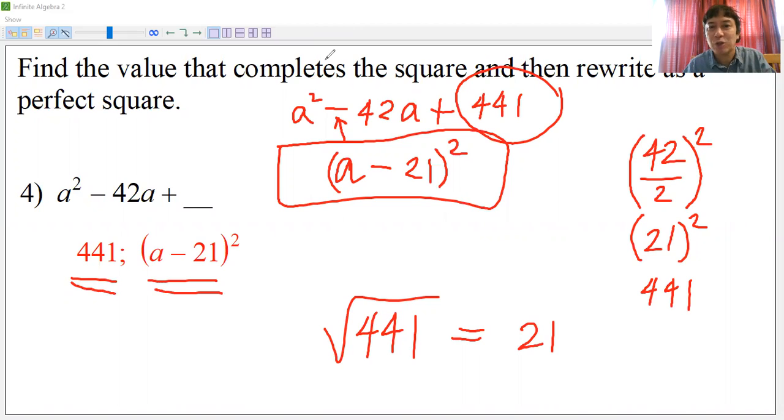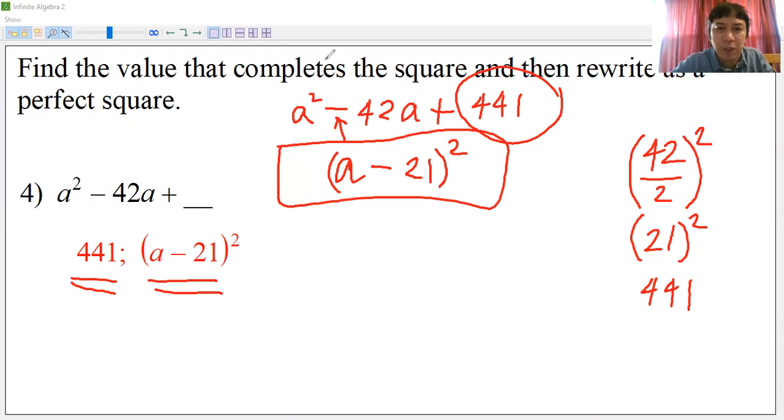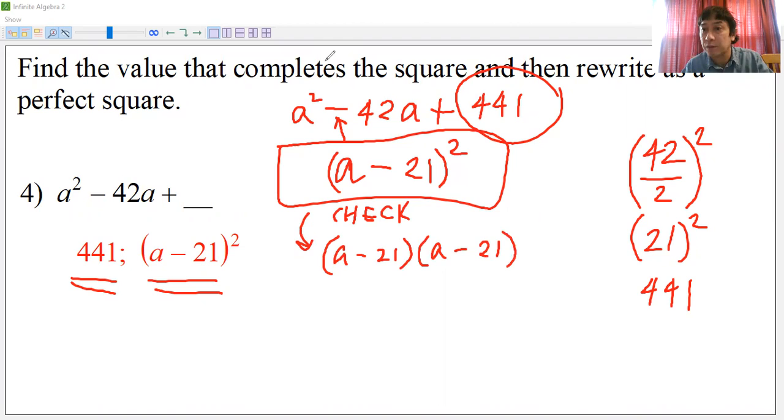So why is a minus 21 squared equal to a squared minus 42a plus 441? You can always check that by multiplying a minus 21 by itself. Let me clear this space over here. We can do a check always. A minus 21 squared, you can write it as a minus 21 times a minus 21. That's the meaning of a minus 21 squared.